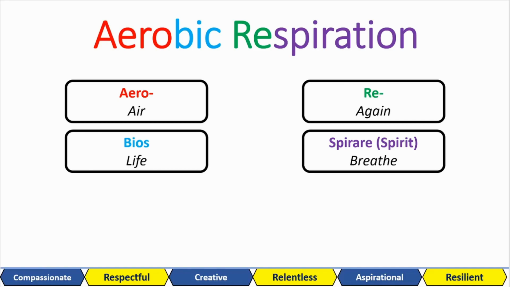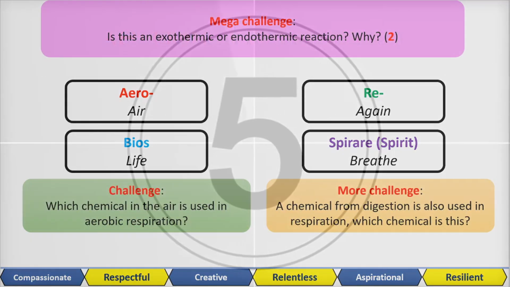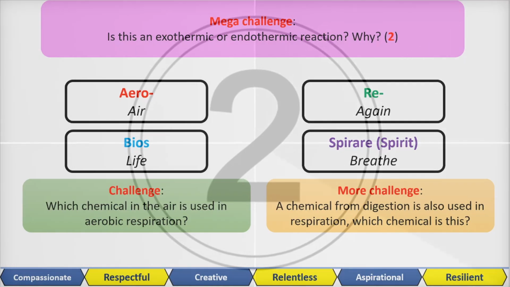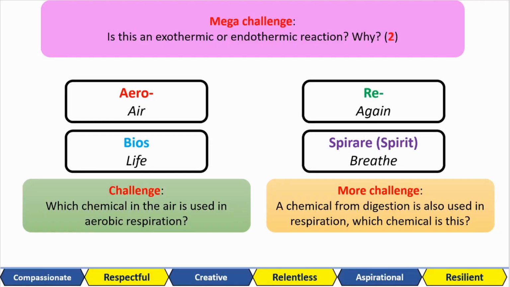Speaking of the equation, have a go at these challenge questions. The chemical in the air is obviously oxygen, and the chemical from digestion used in respiration is glucose. These are the two reactants. Respiration is an exothermic reaction because it's releasing energy.